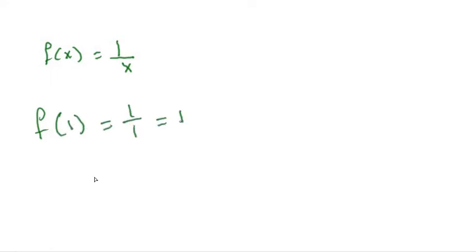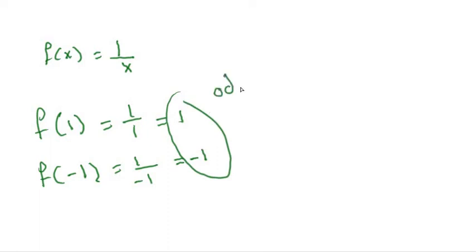What about a rational function? f of x equals 1 over x, for example. f of 1 equals 1 over 1, and that's 1. f of negative 1 equals 1 over negative 1, which is negative 1. This is an odd function.